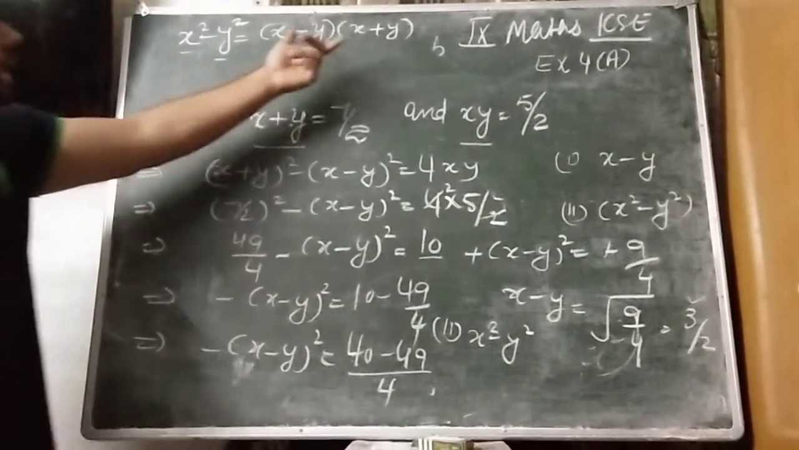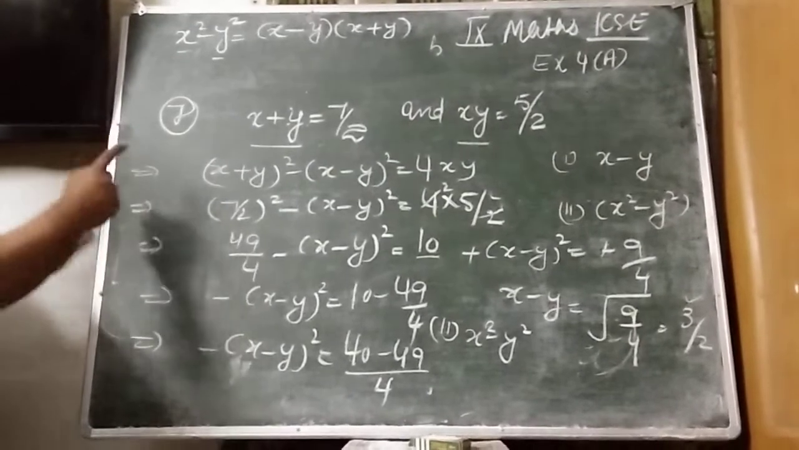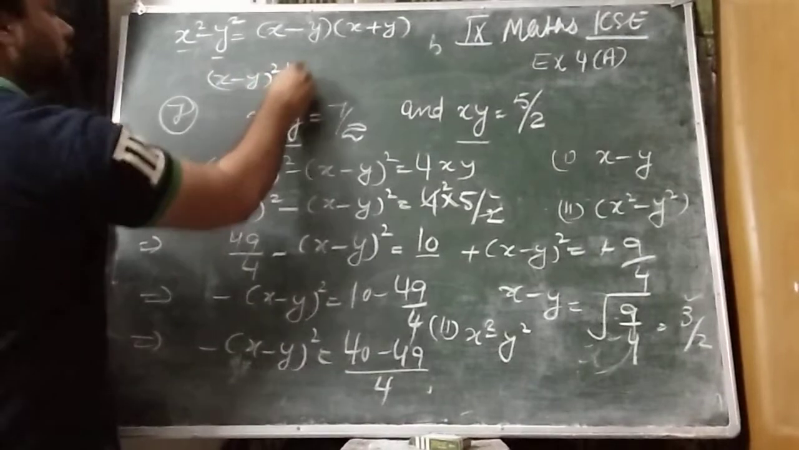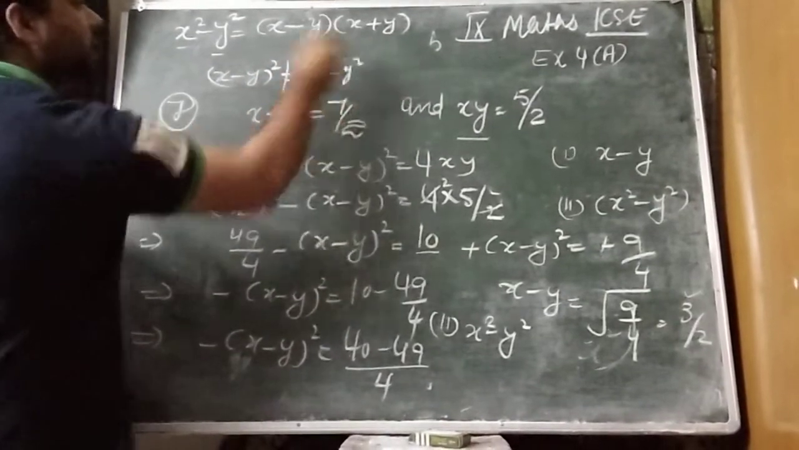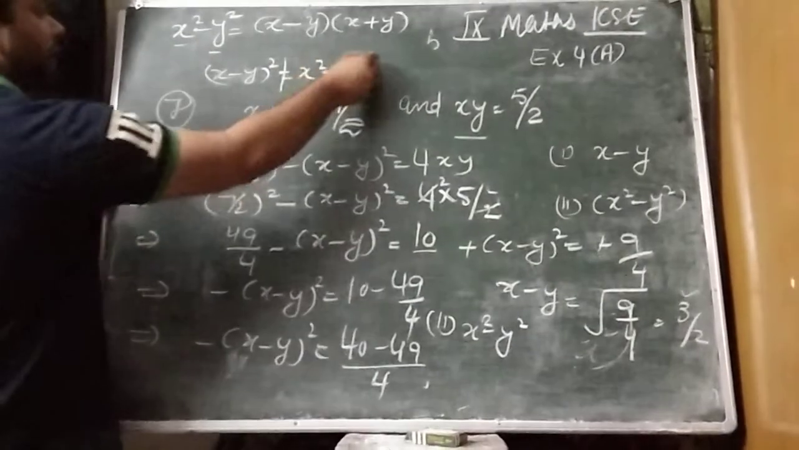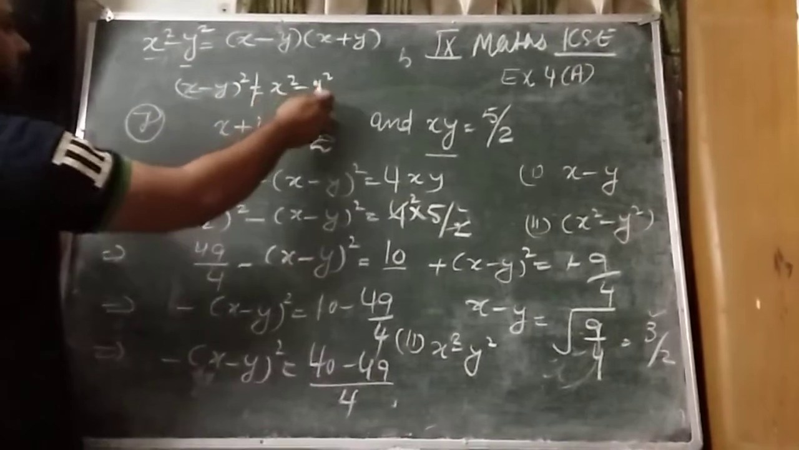x minus y into x plus y. This formula you have to keep in your mind. And one more thing, students: (x minus y) whole square is not equal to x square minus y square. कई बच्चे यही समझेंगे कि (x minus y) whole square सेम है x square minus y square. Both are not equal because x square minus y square अलग है.